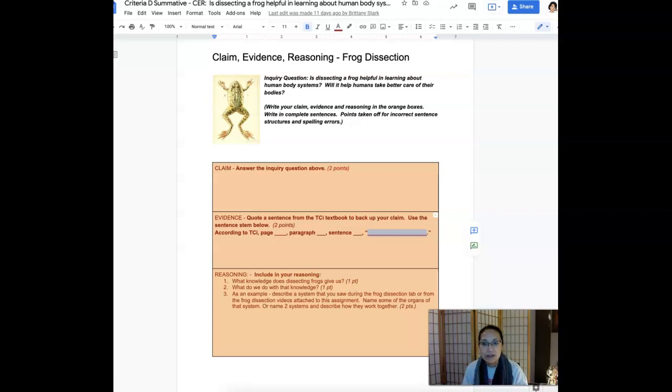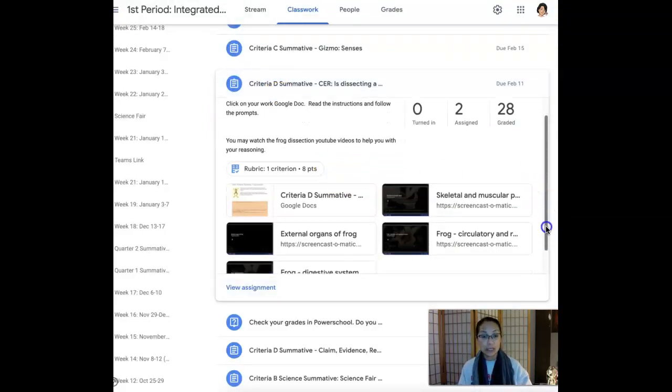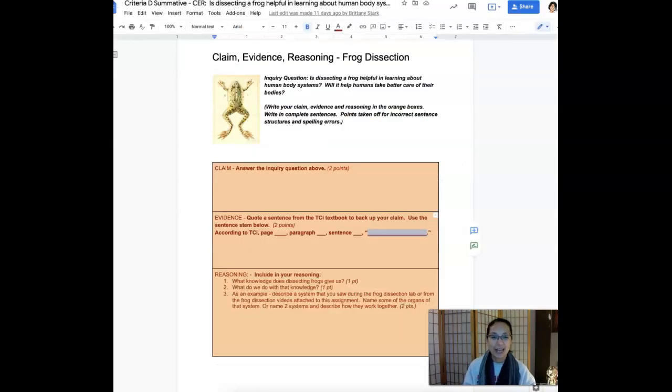And then describe what organs you saw in the frog dissection. If you didn't dissect with us, use the videos in the Google Classroom assignment, and see what organs the scientist in the videos takes out of the frog. All right, so that is how you can do this frog dissection CER.